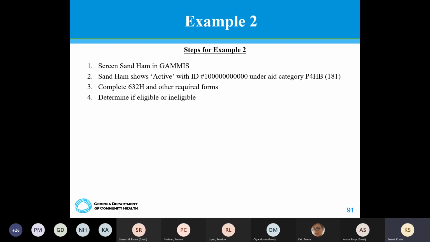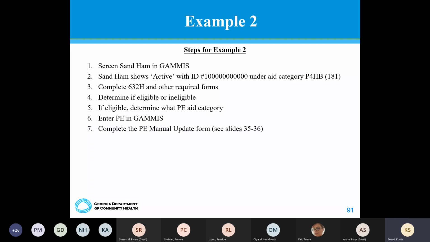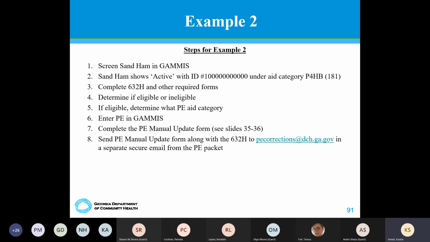So you're going to complete your 632 and all other required forms to make an eligibility determination. And if Sand is eligible, you're going to determine what aid category and enter that into GAMIS. And then this is where you're going to complete the PE manual update form, and it refers you back to slides 35 through 36, that's where it talks about the PE manual update process. And remember, in a separate email from your PE packet, you're going to send your PE manual update form along with the 632 to DCH.